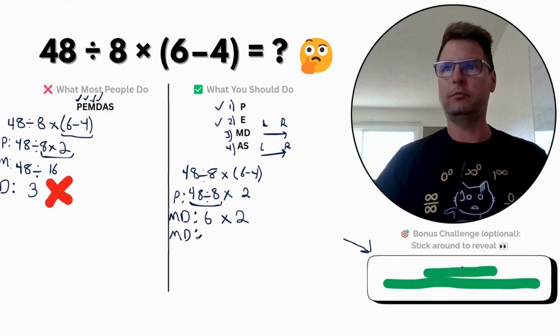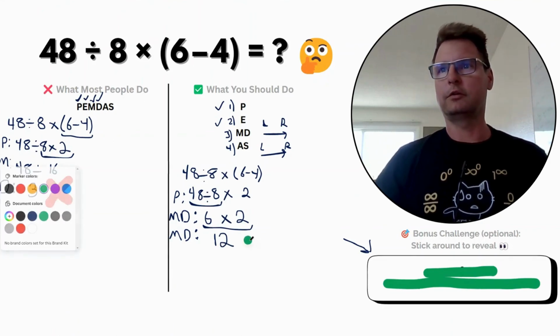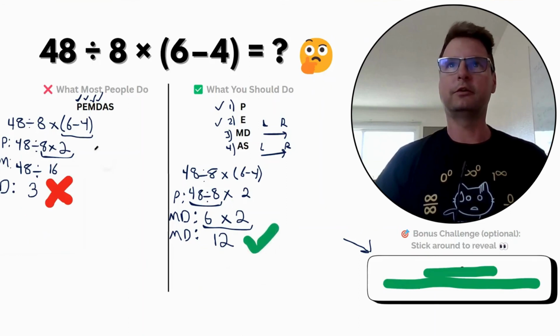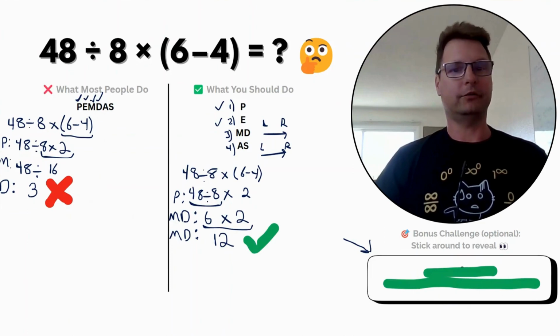Repeat it one more time, but we're going from left to right, right? So we did division, left to right. The next one is multiplication. 6 times 2, I know you know that one. I know your times tables are strong, so that is 12. That's right. But it's different. Turns out this is the correct answer, and if you did it the other way, you would get the wrong answer on your test.